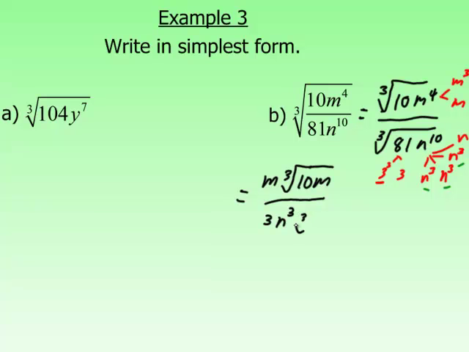So then I'll be left with the cube root of what's left over. In this case, a 3 and an n. So the cube root of 3n.